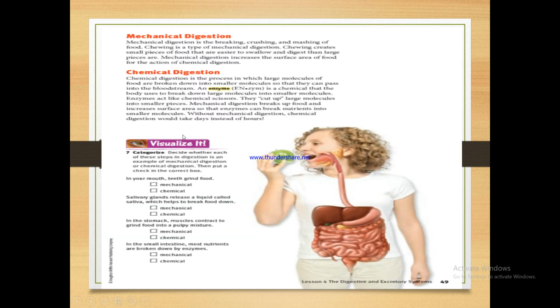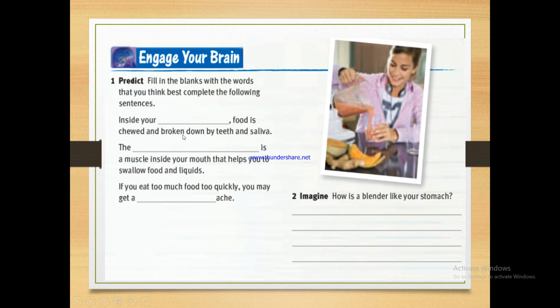What's there inside your mouth, girls? Tongue. You will be surprised. The tongue is the strongest muscle of the whole body. This is something extra information. If you eat too much food too quickly, you may get a stomach ache.